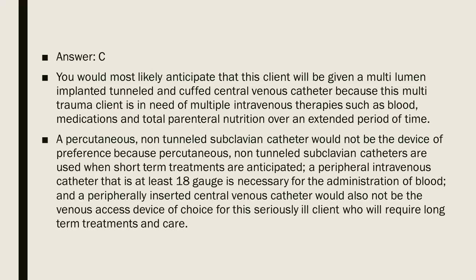A percutaneous, non-tunneled subclavian catheter would not be the device of preference because percutaneous, non-tunneled subclavian catheters are used when short-term treatments are anticipated. A peripheral intravenous catheter that is at least 18 gauge is necessary for the administration of blood, and a peripherally inserted central venous catheter would also not be the venous access device of choice for this seriously ill client who will require long-term treatments and care.